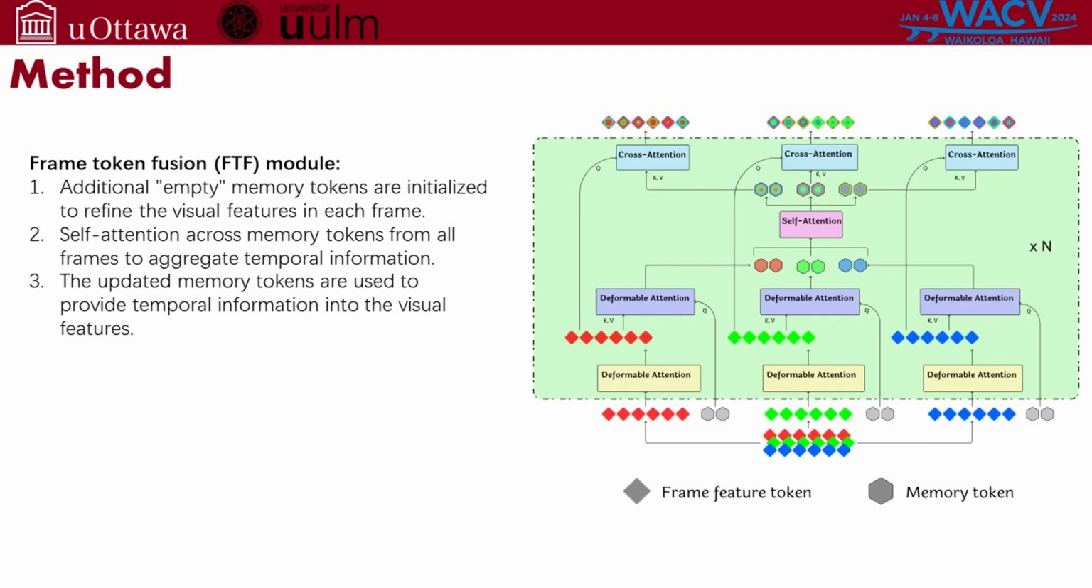In the frame token fusion model, additional empty memory tokens are initialized to refine the visual features in each frame by deformable cross-attention. Then self-attention across memory tokens from all frames aggregates temporal information. The updated tokens are now used to provide temporal context in the vision feature.